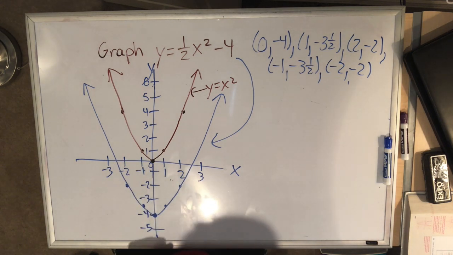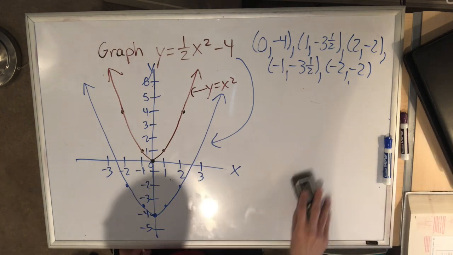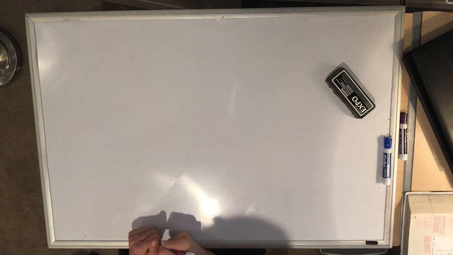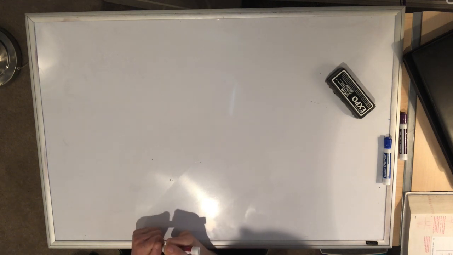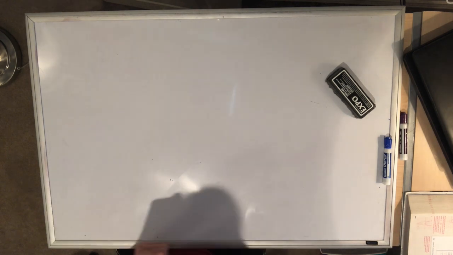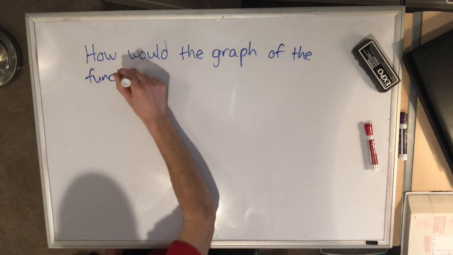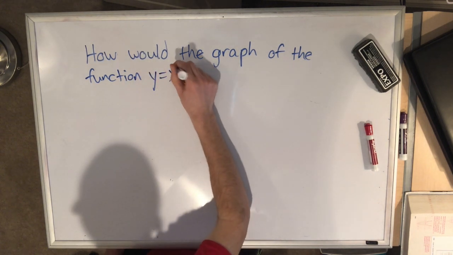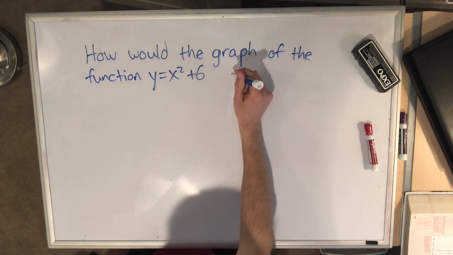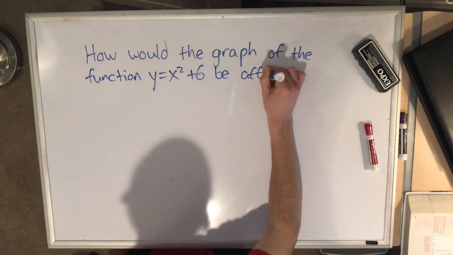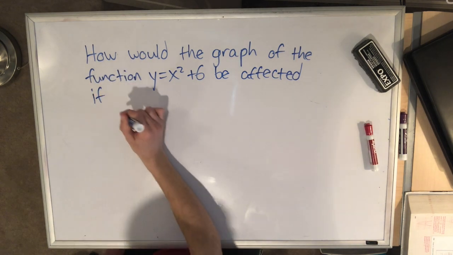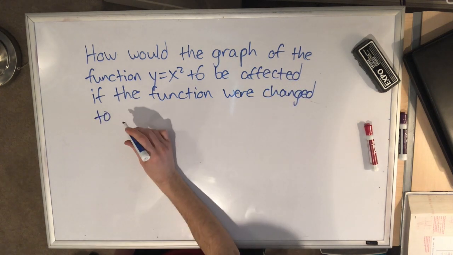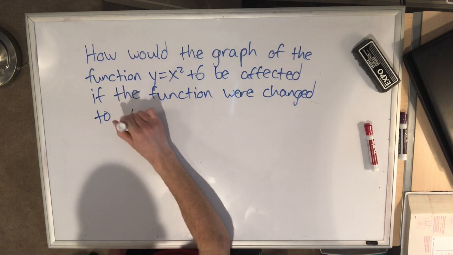Now let's look at example 5, standardized test practice. How would the graph of the function y equals x squared plus 6 be affected if the function were changed to y equals x squared plus 2?